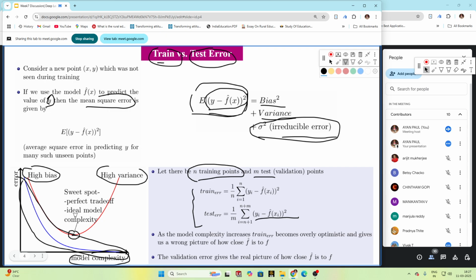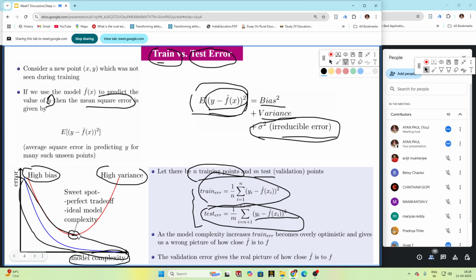Again I am repeating, we have two kinds of error. One is the train error, that is the error on the train data set, and next is the test error, that is the error on the test data set. As we increase the model complexity, the train error will reach 0, but that is not the case with the test error. The test error initially reaches a minimum value and then again increases. So if you are only interested in the train error, that will not give you a clear picture of how your model will perform on the test data set.